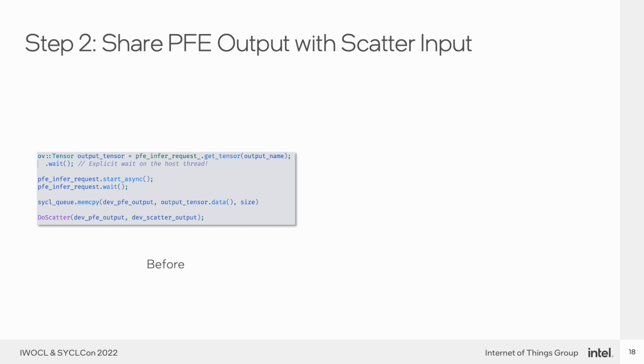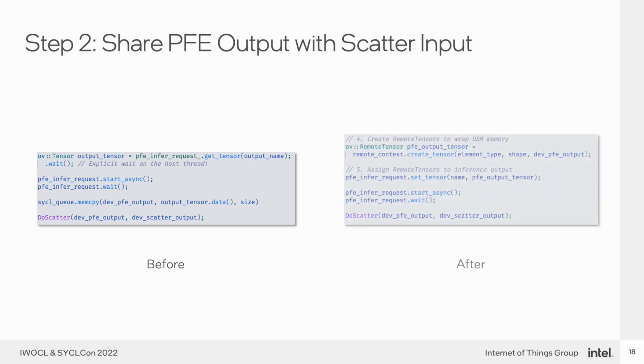As a second optimization, let's share the first inference output as an input to the scatter stage. On the left is the before code. Here again we have an explicit memcopy call. On the right, we apply steps 4 and 5 from our recipe again and remove the memcopy call. Seems easy enough, right?